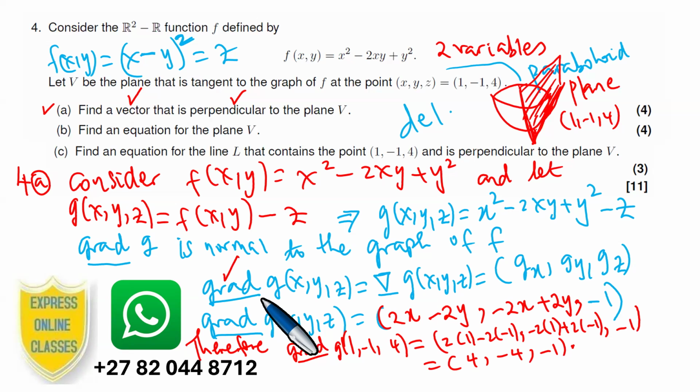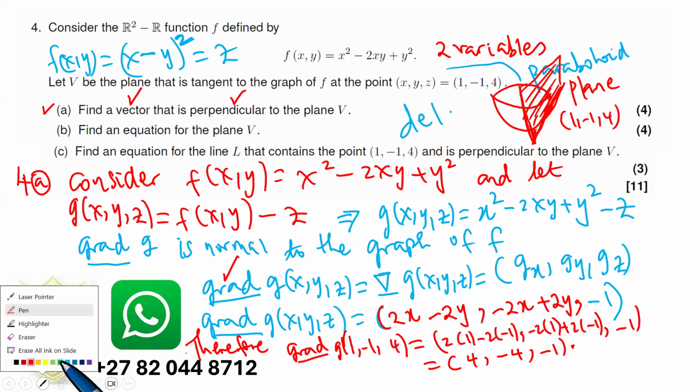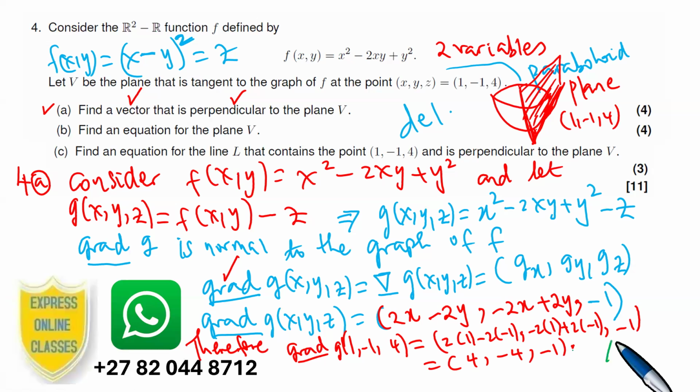Any question on this one? So this is the vector that we have got. Right, so now we have solved question A. This question is very popular. That is why we are doing it here. It's the kind of question that you must take note of.